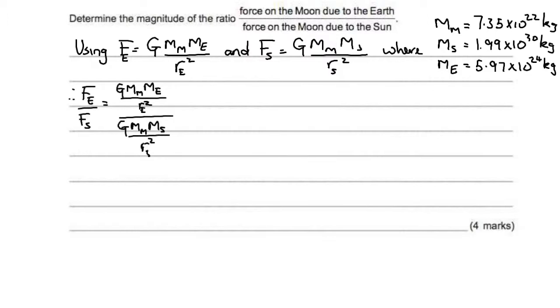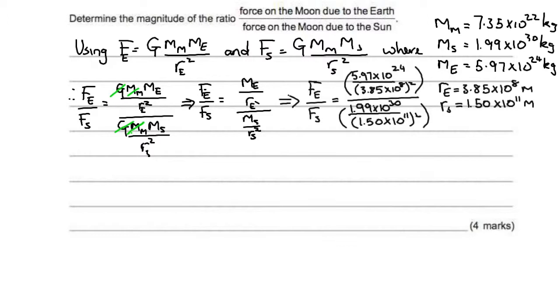I can now substitute the formulae into the ratio. Both the constant and the mass of the Moon are common to both, therefore we can cancel them out. If we rewrite our equations, they now only involve the mass of the Earth and the mass of the Sun, and the radius of the Earth to the Moon and the radius to the Sun. Notice that both the radii are squared.